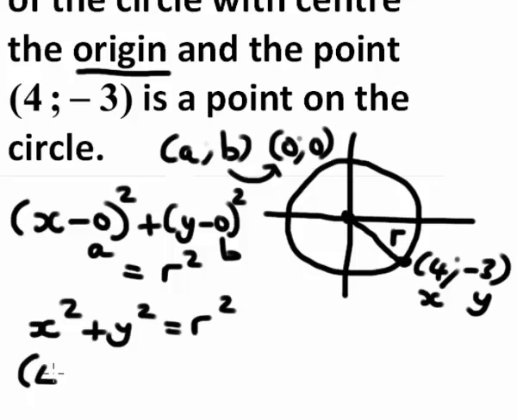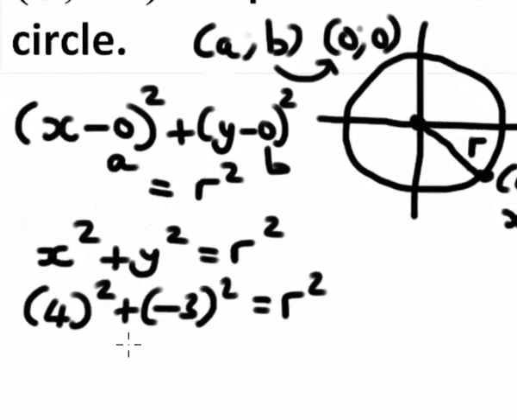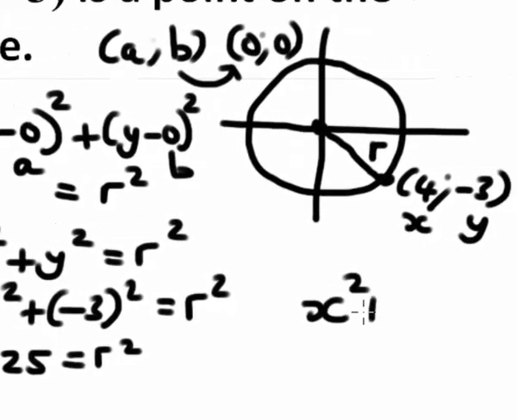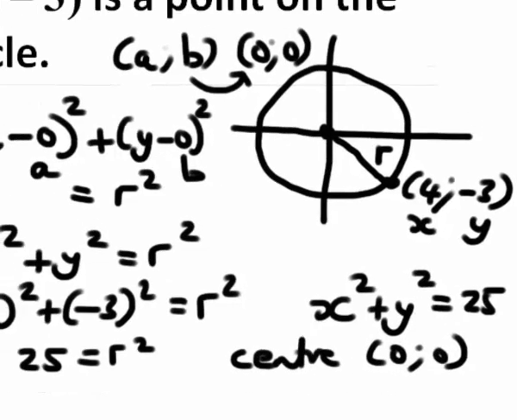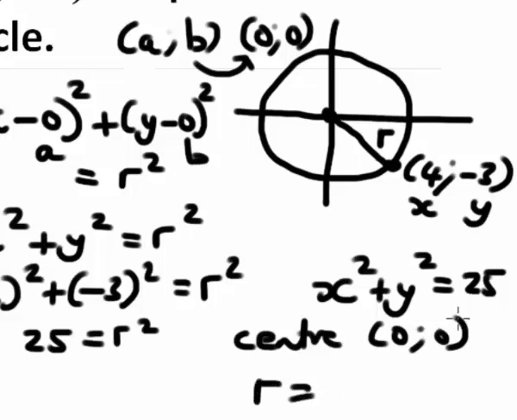Well, x being 4 squared, y being negative 3 squared is r squared. So 16 plus 9 is 25, and that's r squared. So the equation is x squared plus y squared is 25. The center is 0, 0, and the radius is the square root of 25, which is 5. You see that there? So watch out for that.